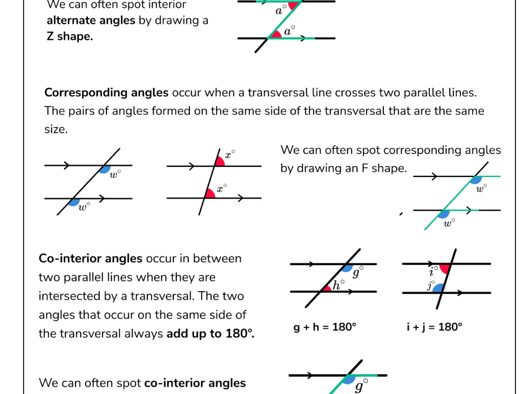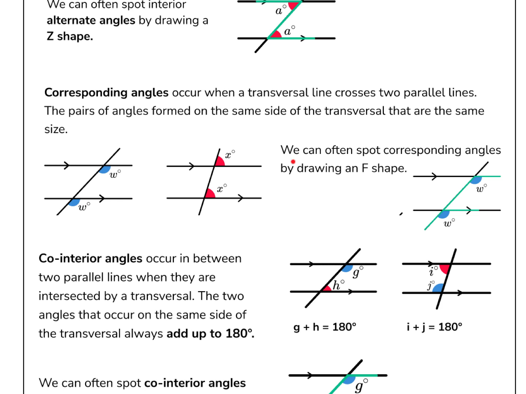Corresponding angles. Corresponding angles occur when the transversal line crosses two parallel lines, just like before with the alternate ones, but it's the pair of angles formed on the same side of the transversal that are the same. So if you cut these two parallel lines, then the angle here and the angle here are the same size, on the same side this time. One will be inside the parallel lines and one will be outside. So these here are also corresponding.